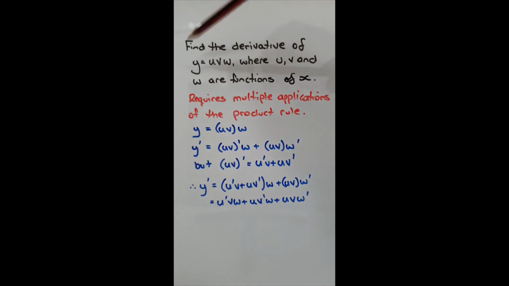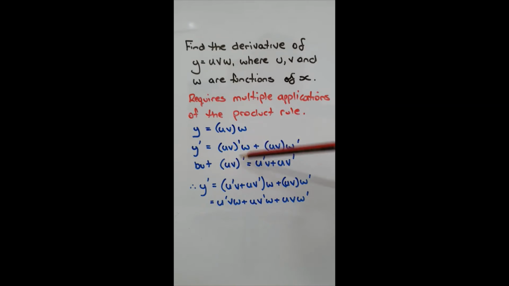Find the derivative of y equals uvw, where u, v, and w are functions of x. Now this will require multiple applications of the product rule. Let's start by grouping u and v together in brackets so it behaves like a single term. y equals uv in brackets multiplied by w. Now let's apply the product rule. y dash is equal to (uv) dash w plus uv w dash. So this is our first application of the product rule.